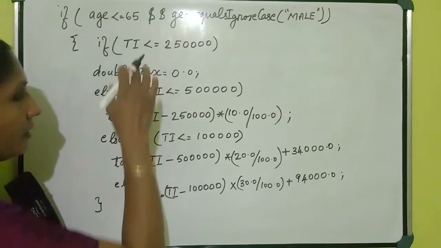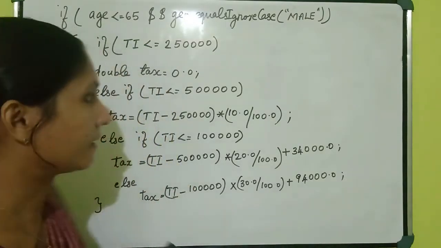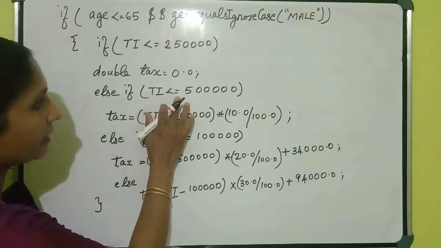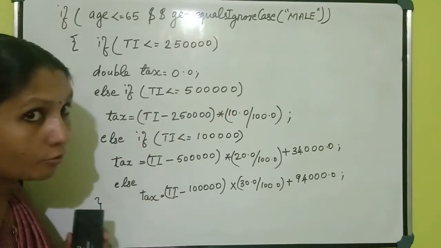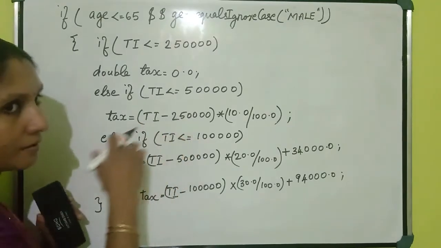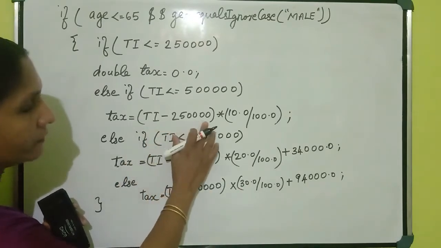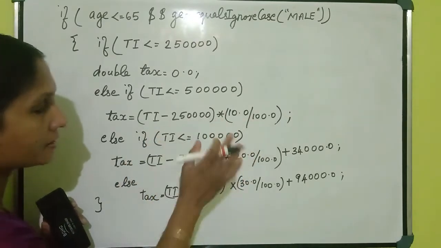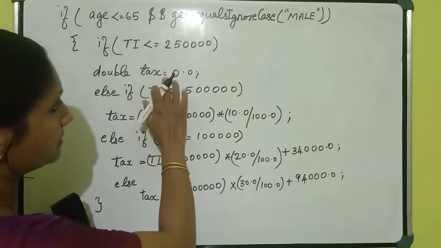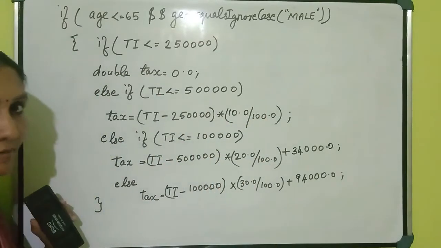Else if, that means more than 2,50,000 and less than or equal to 5 lakh. How can you give? With the help of an else if condition. Just give one condition only. TI less than or equal to 5 lakhs. Calculation is given in the question. The same you have to give as the answer also. Tax is equal to, just write the same thing. TI minus 2,50,000 into 10 by 100. 10% means 10.0 divided by 100.0. Here I mentioned tax is a double variable, because of that you have to give point zeros also. Otherwise some mistake will happen.